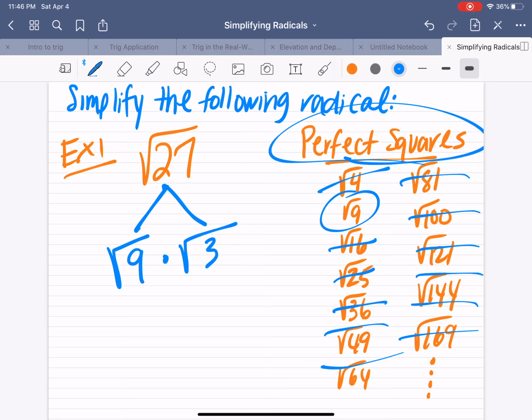So simplify the perfect square. Square root of 9 is 3. Square root of 3 is not a perfect square, so just bring it down. And you are done once you know this can no longer be simplified.